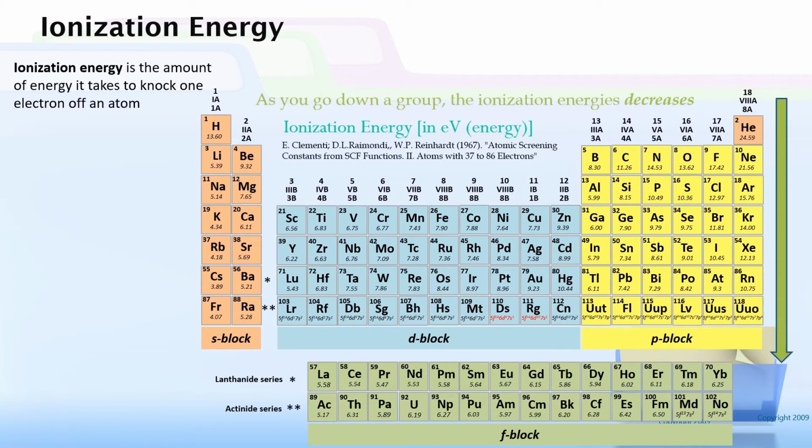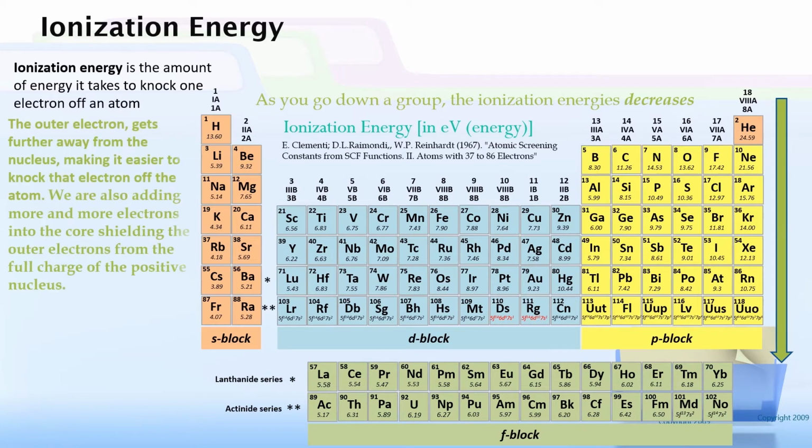The ionization energy tends to decrease as we go down a group. The outermost electron, as we go down the column, gets further and further away from the nucleus, making it easier and easier to knock that electron off the atom.